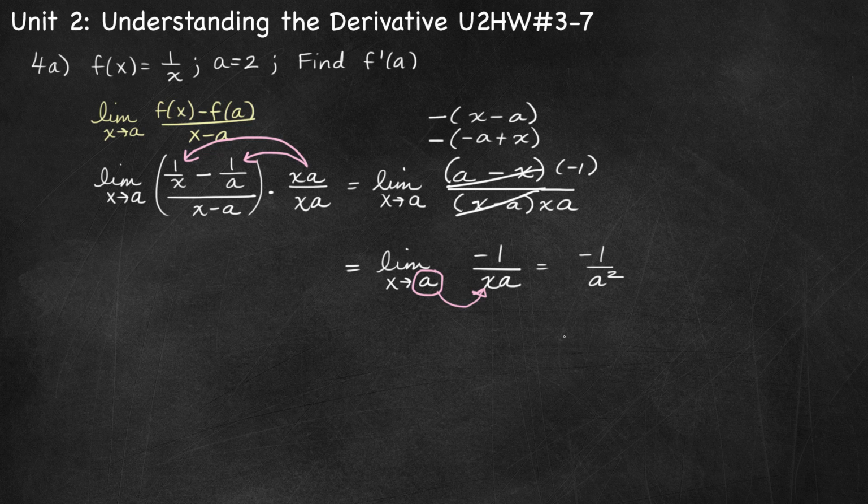Now we were asked to find f prime of a. This is f prime of a. But we were also asked to find it for a equals 2. So f prime of 2 would equal negative 1 over 2 squared, or negative 1/4.